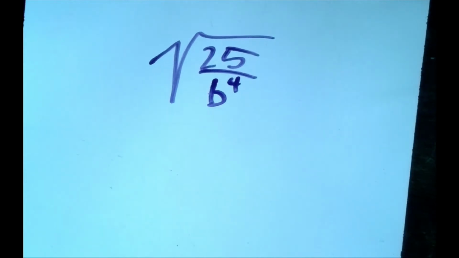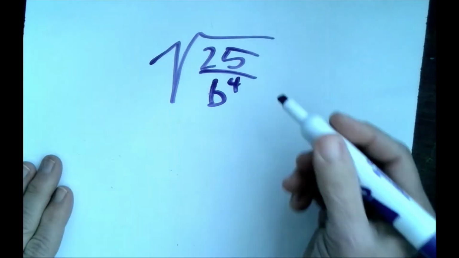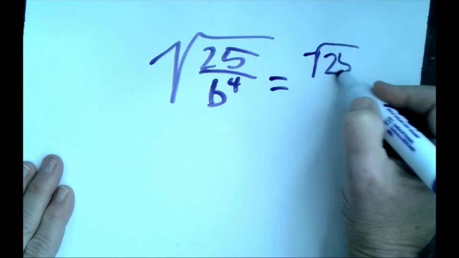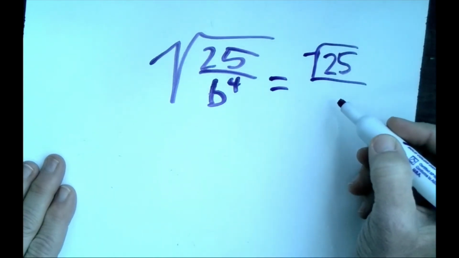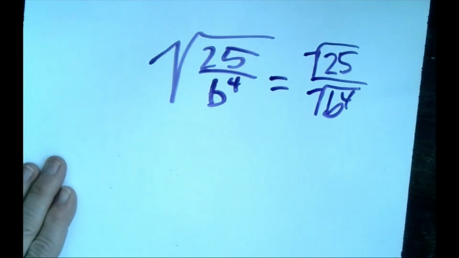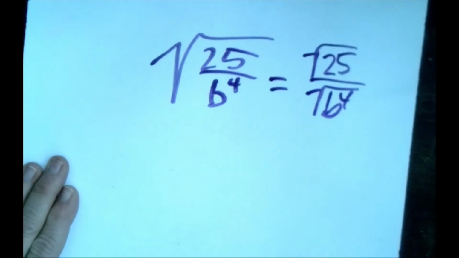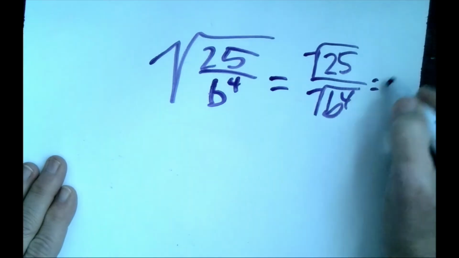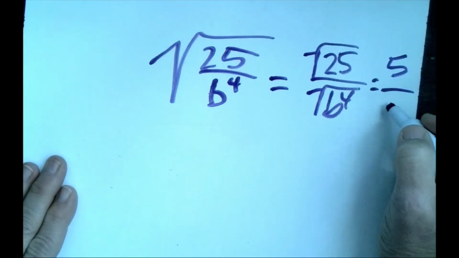So here we have the square root of the quantity of 25 divided by b to the fourth power. Now the property that we just mentioned says that we can separate these out, and we could think about this as the square root of 25 divided by the square root of b to the fourth power. Now when we do that, we end up with two perfect squares. So we can simplify each part of this expression by taking the square root of those perfect squares.